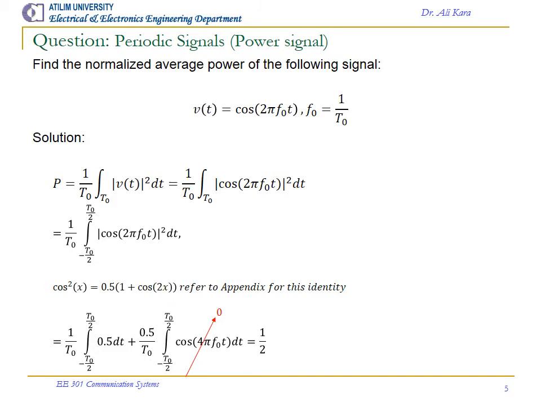Question: periodic signals, power signal. Find the normalized average power of the following signal: cosine 2 pi f0 t, where f0 is equal to 1 over capital T0, over 1 period of the signal. Solution: the normalized average power of a periodic signal is equal to its magnitude squared, integrated over 1 period. Look at the appendix formula sheet to find the identity for cosine squared. Then, based on your knowledge from Math 157 and 158, solve the integral. The result is 1 over 2.